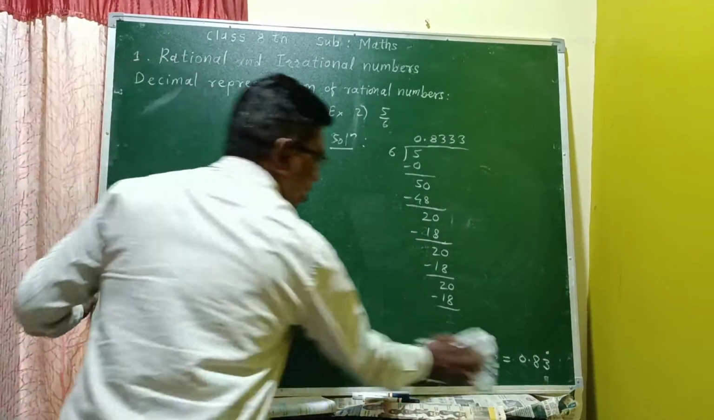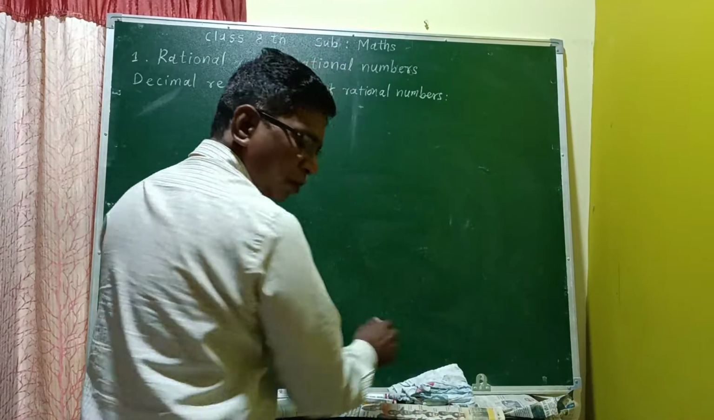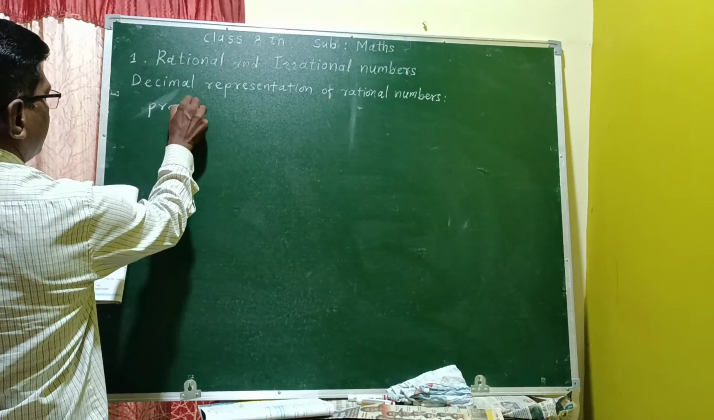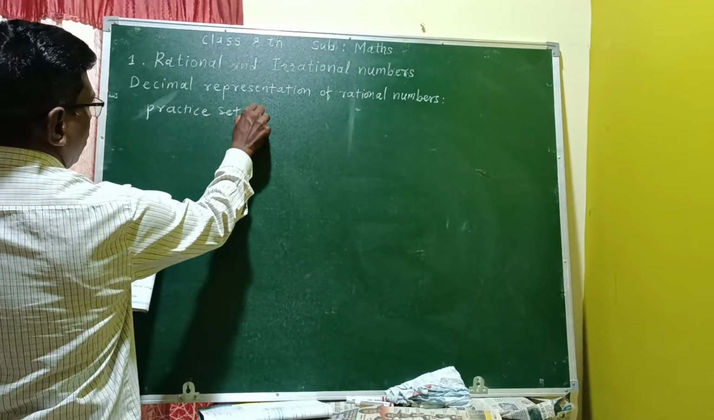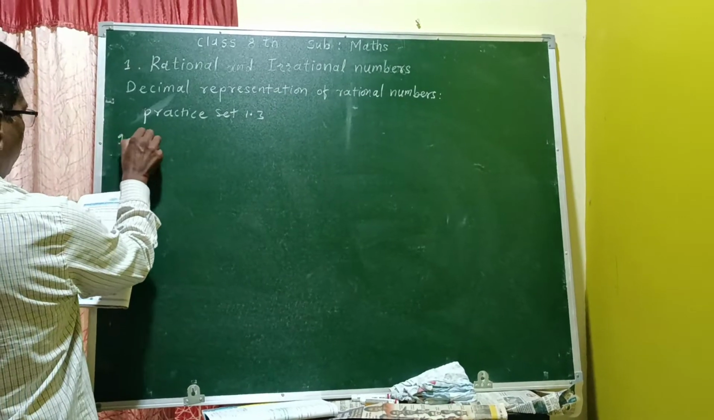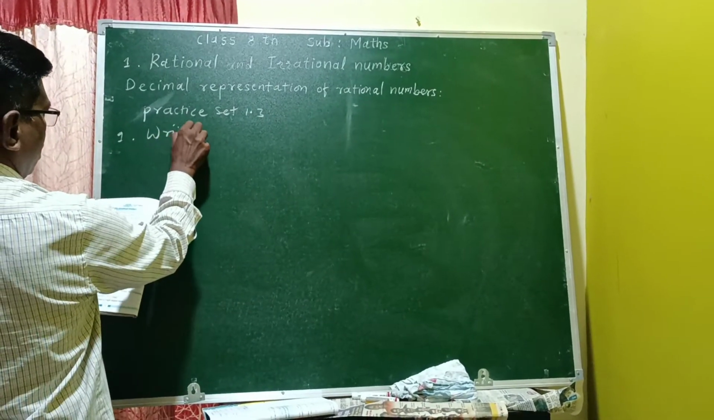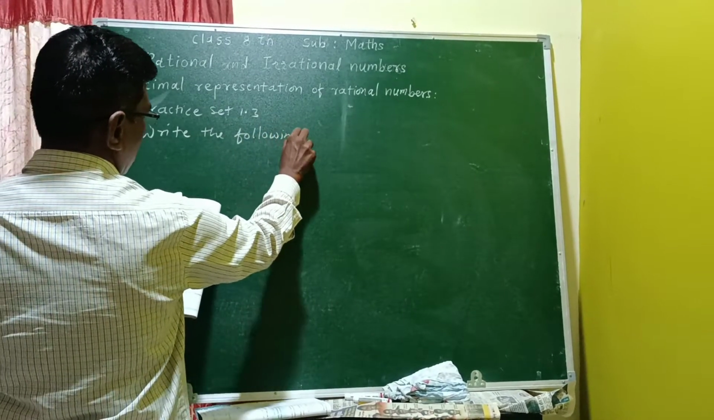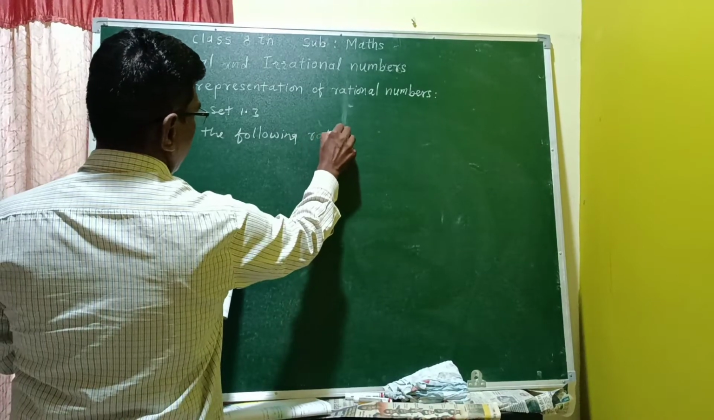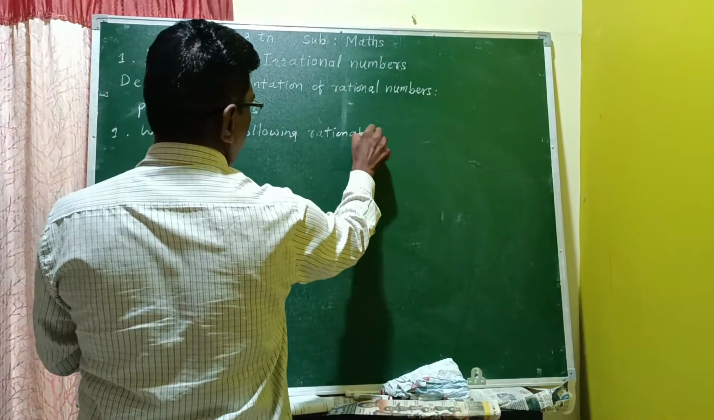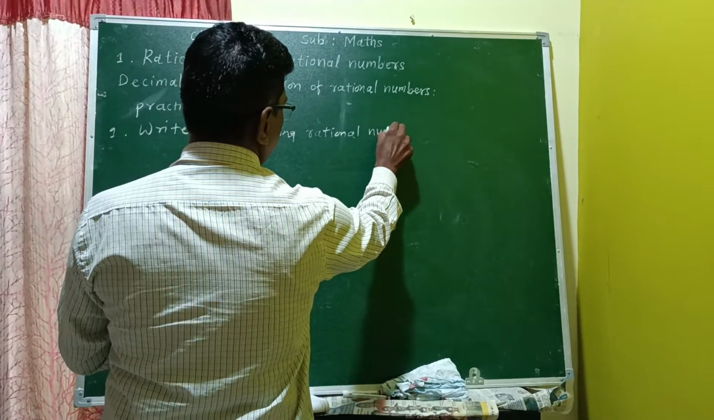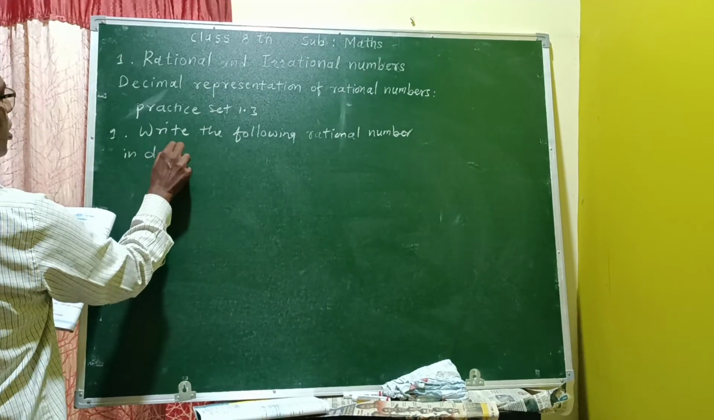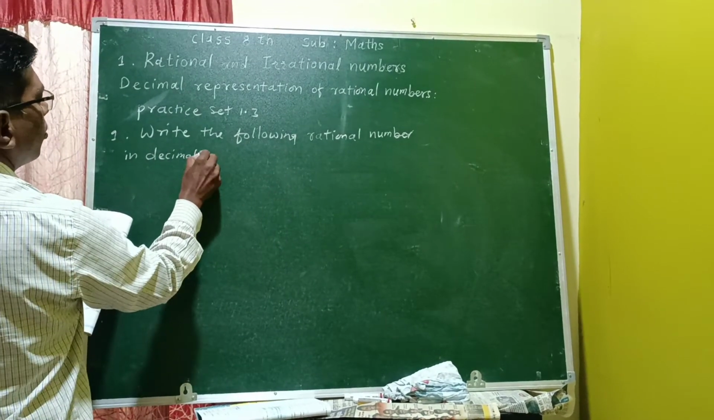Now we study Practice set 1.3. In this practice set 1.3, question 1. Write the following rational numbers in decimal form.